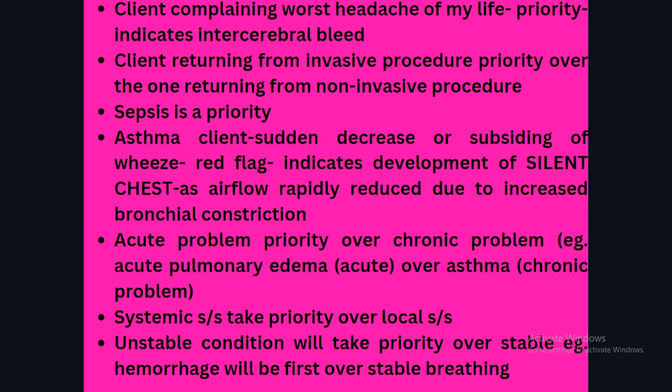This is a high priority, indicating the development of silent chest as airflow rapidly gets reduced due to the increased bronchial constriction, right? Then an acute problem is a priority over a chronic problem, like acute pulmonary edema. It is a priority over asthma, right? Which is a chronic problem. Then systemic signs and symptoms take priority over local signs and symptoms, right?